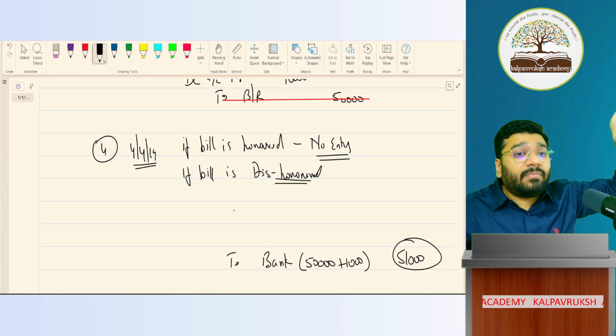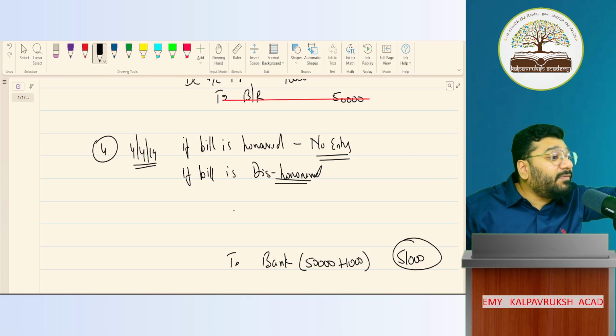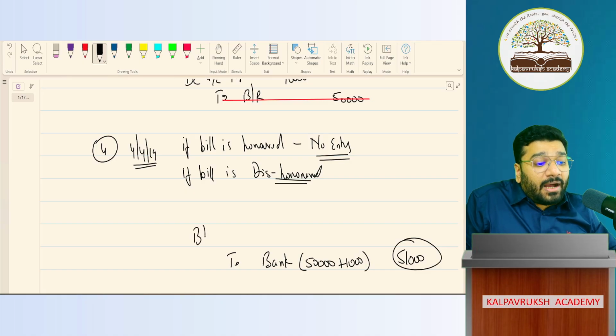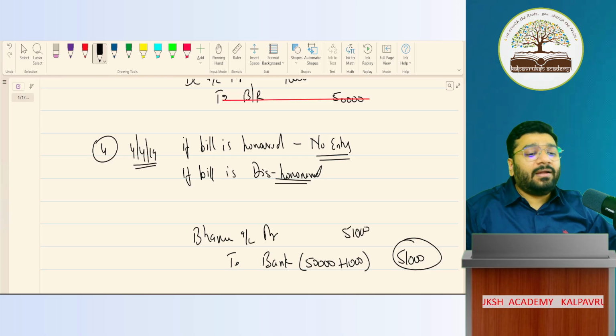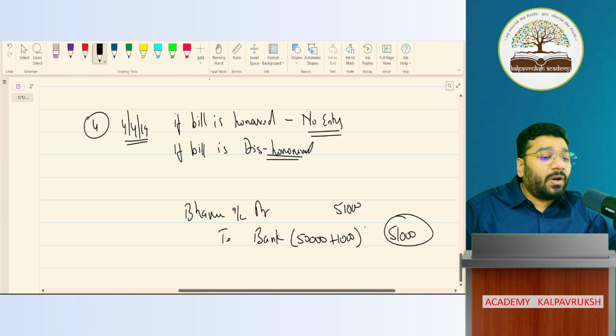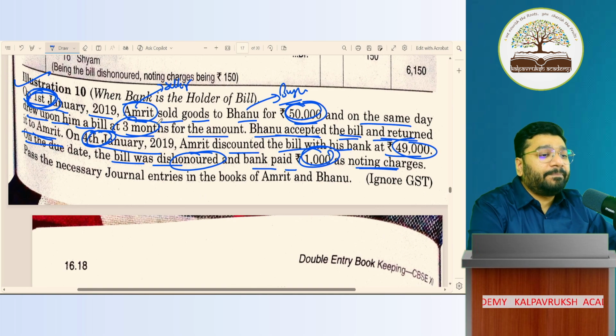Anything that we have to recover from anybody in future is an asset. To create an asset, we have to give a debit. And who's that person? Bhanu. Bhanu account debit 51,000, to bank 51,000. This is the dishonourment entry.